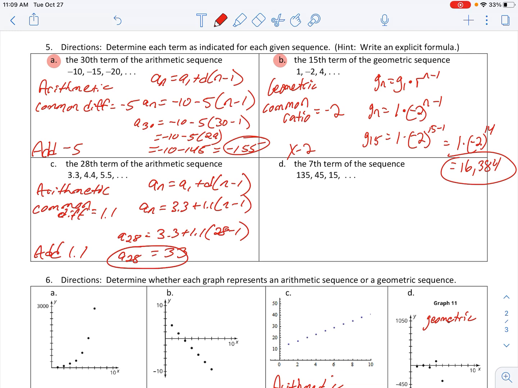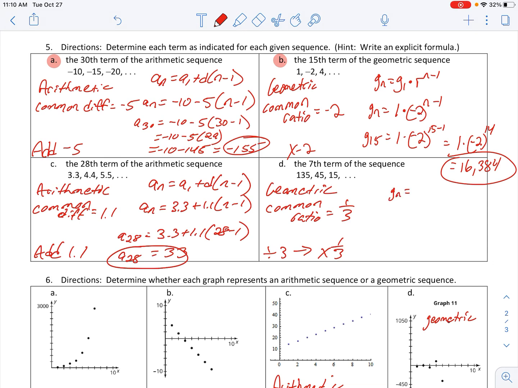On letter D, same thing's happening. Here, we are going from 135, we dropped really quick down to 45, 45 to 15. For myself, the quick one that sees from 45 to 15 is divide by 3. Now, dividing by 3 is fine, but it's not stellar. We want to say divide by 3 is the same thing as multiplying by its reciprocal, by a third. And because it's multiplication, we get a geometric sequence with a common ratio, which in this case is a third.